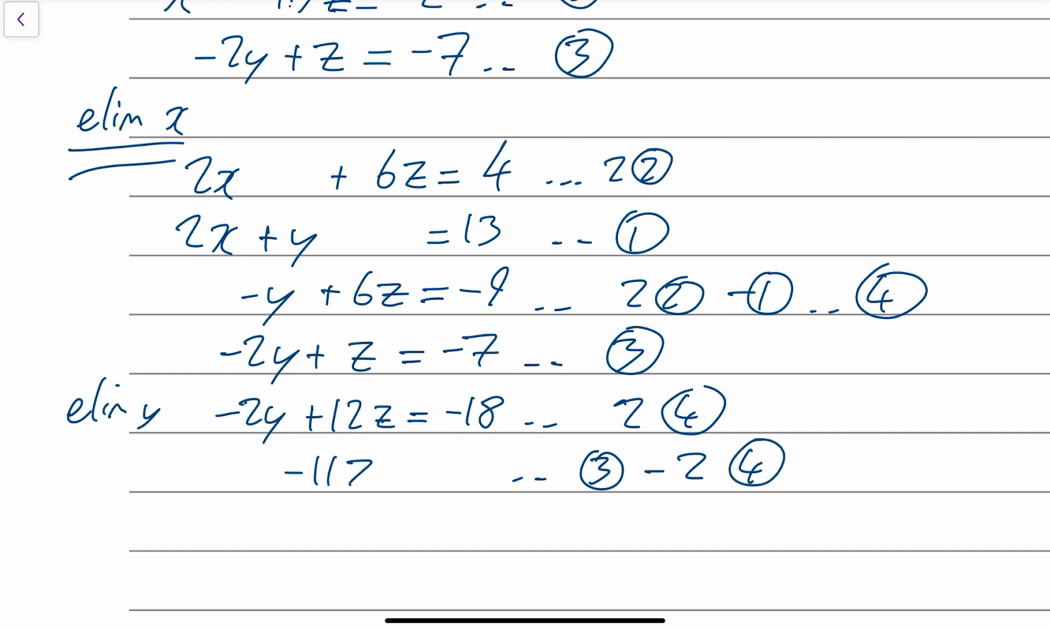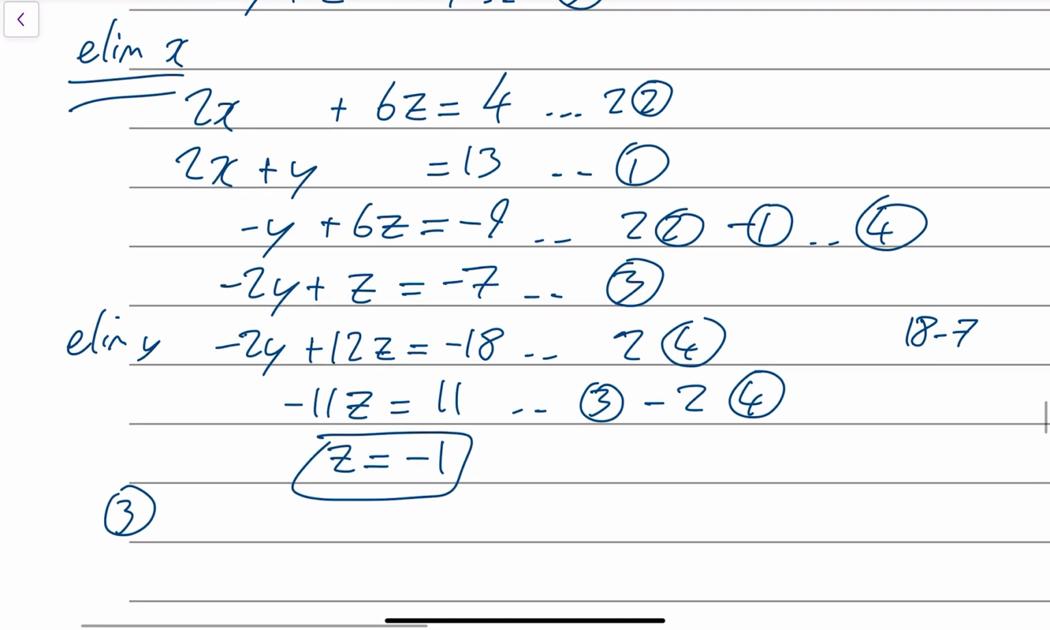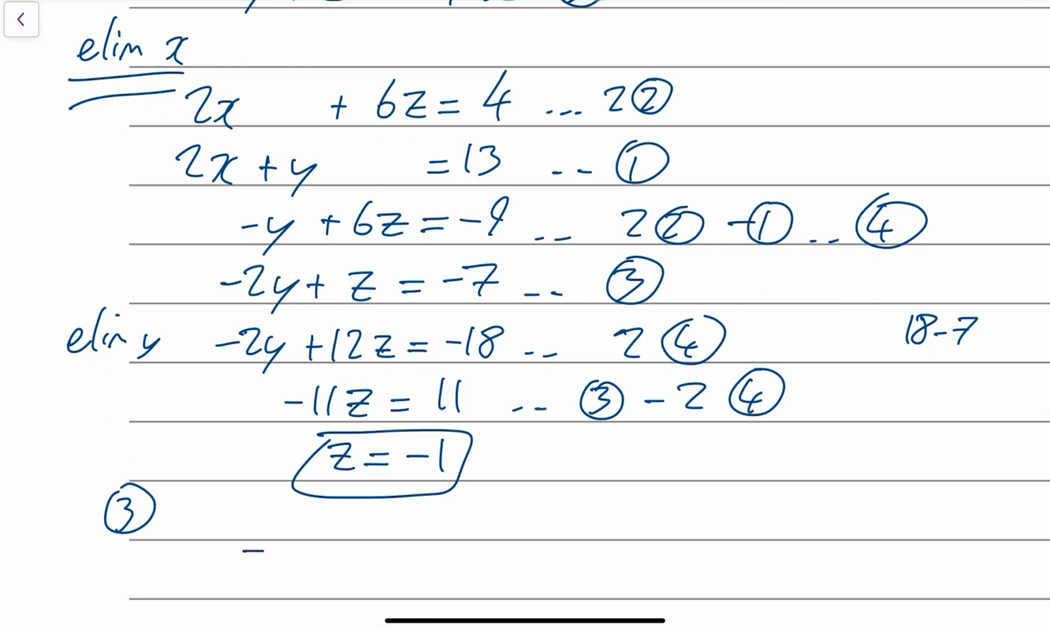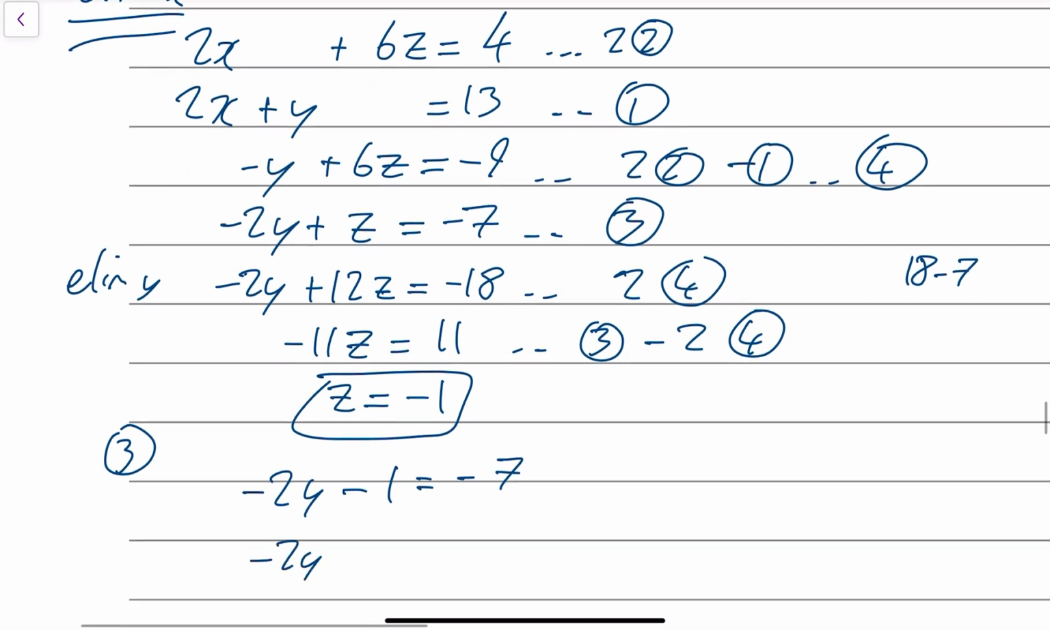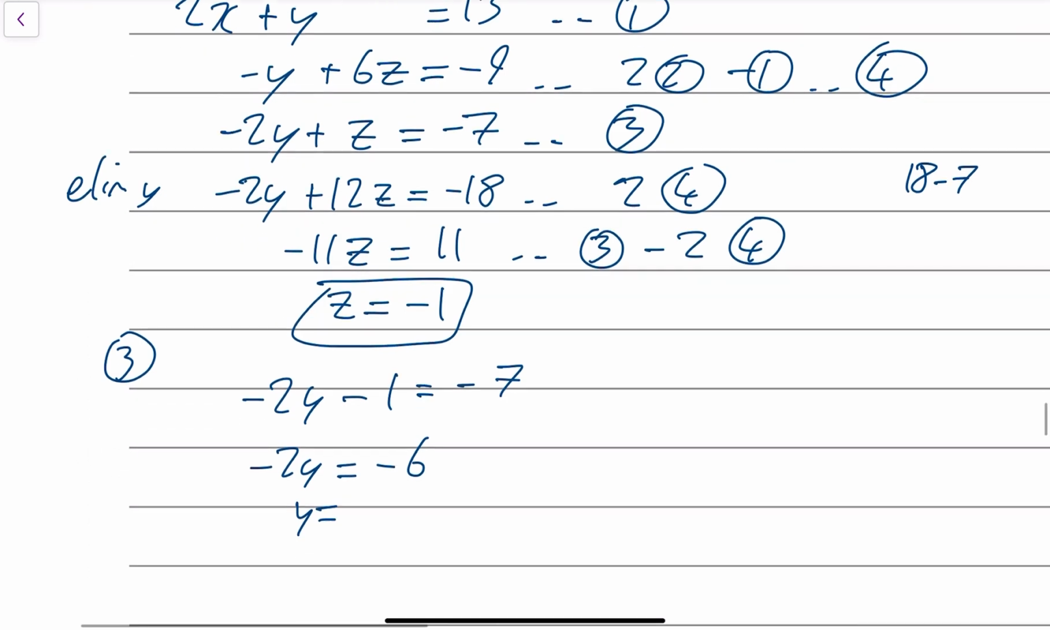So z minus 12z is minus 11z. Minus 7 minus 18 is the same as minus 7 plus 18, or 18 minus 7, which is 11. That means z is equal to minus 1. Put it in a wee box. Sub that back into equation 3. I will get minus 2y minus 1 is equal to minus 7, which means minus 2y is equal to minus 6, which means y is equal to 3.